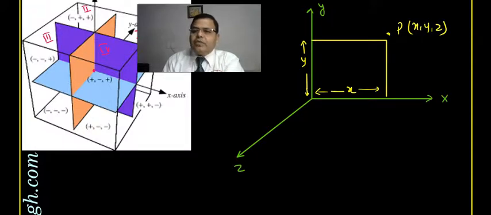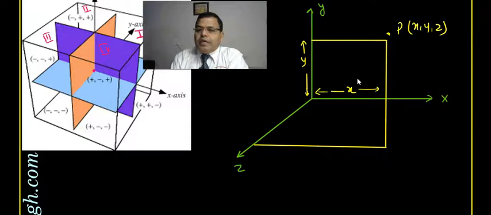Now, this x coordinate is distance not from the x axis but from the yz plane. The y coordinate is the distance from the xz plane. Here is the xz plane, and there is the yz plane. When it comes to three-dimensional geometry, the point's coordinates are described by distances from planes.